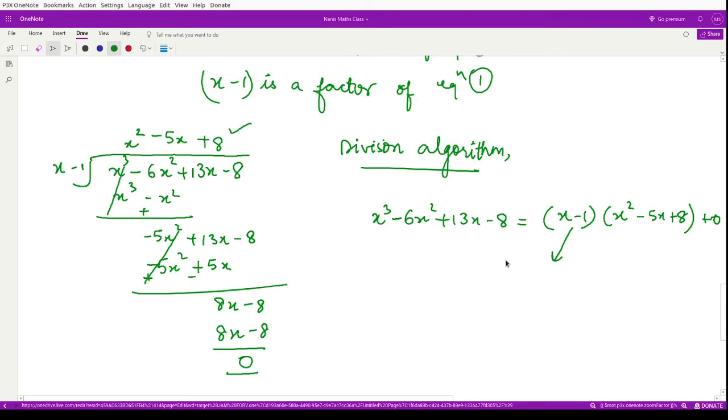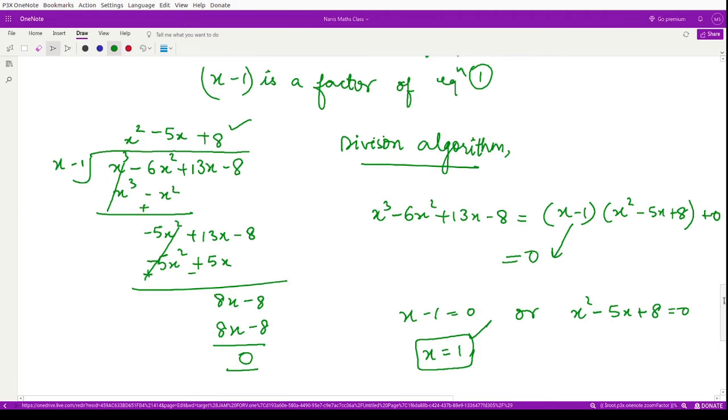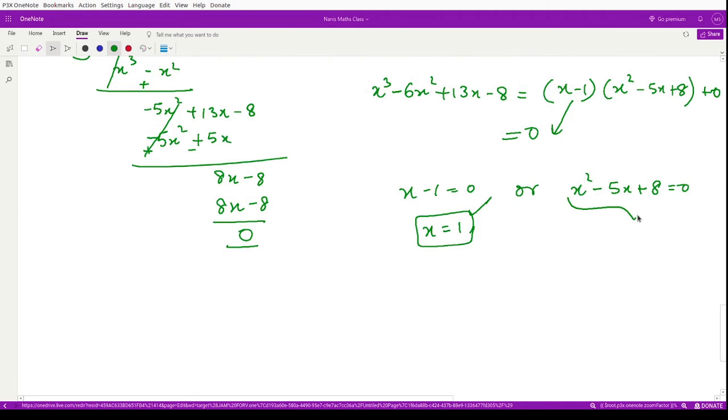When you set this equal to 0, that means you obtain either x minus 1 is equal to 0, or you have x square minus 5x plus 8 is equal to 0. So from here you obtain the value of x as 1. This is one of the critical points that you have. For another critical point, we have to solve this quadratic equation.